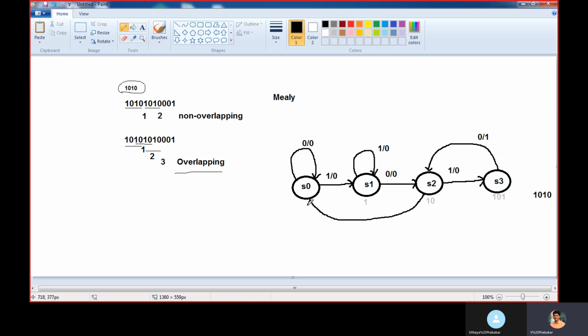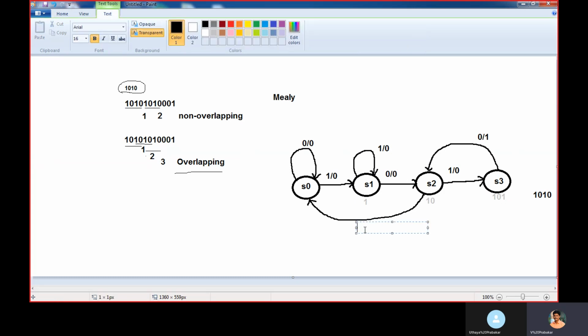I need to go to the initial state. Then I need to check from starting itself. Instead of 1, if I get 0, I need to move to S0. At the time, output is 0.